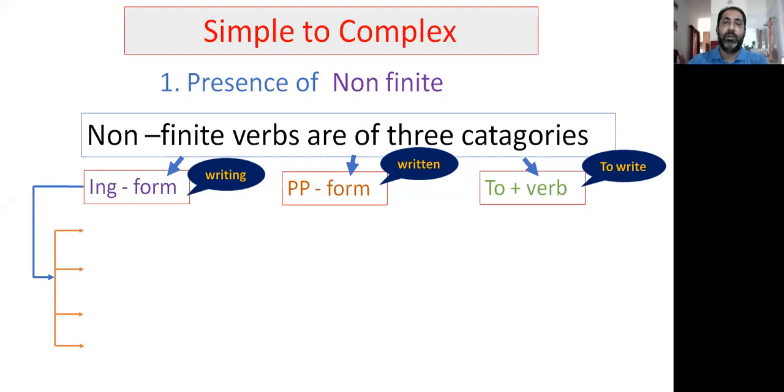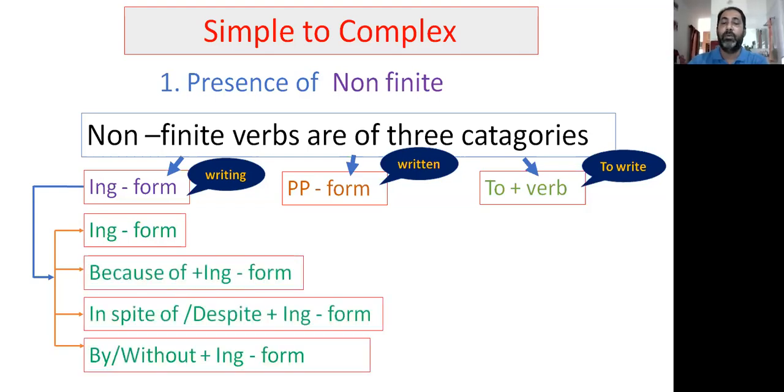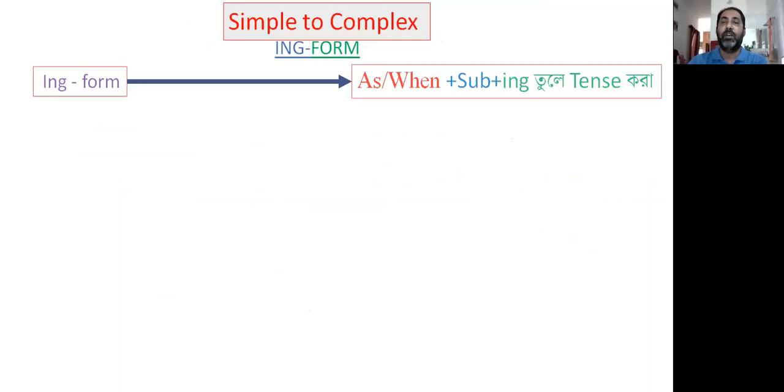Look here, ing form. You can see there are four formats of ing form: normal ing form, because of plus ing form, in spite of plus ing form, or by plus ing form. And to plus verb, there are two formats: to plus verb, simple, and to plus adjective plus to. Dear participants, now I am going to show you instructions, structures and examples. Ing form, simple ing form: when or as, then subject, then omit ing to make the word into a finite verb.